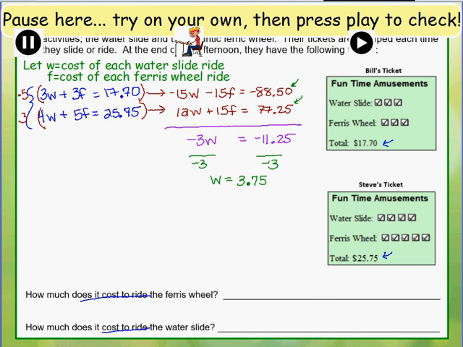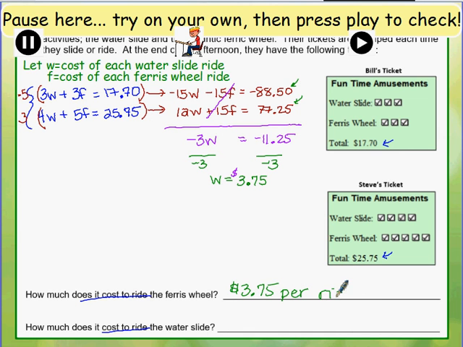This step shown in purple, we've added both equations together to eliminate the F variable, and then we divided to find Y. It is okay that we end up with a decimal answer because this actually represents the cost of 1 Ferris wheel ride. So now we know the cost to ride the Ferris wheel is $3.75 per ride.